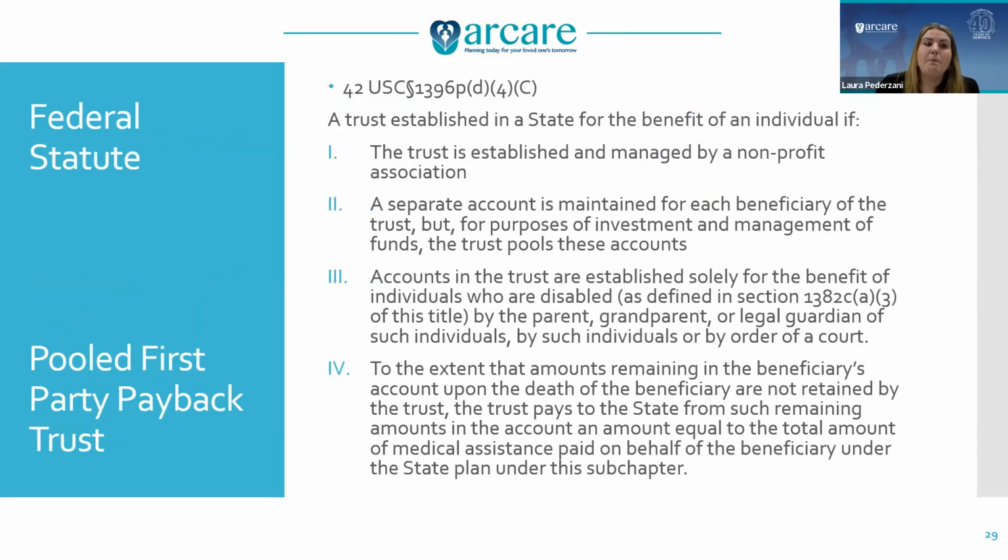And then a pooled first-party trust, or a (d)(4)(C) trust, is one that's established and managed by a nonprofit organization. A separate account is maintained for each beneficiary, but for purposes of investment and management, the trust pools the accounts together, hence the name pooled trusts. Accounts, again, are established solely for the benefit of the individual with a disability. And then this also has that Medicaid payback provision.